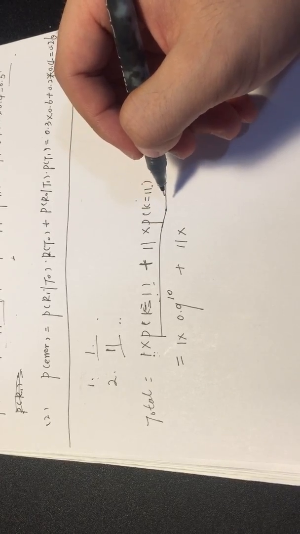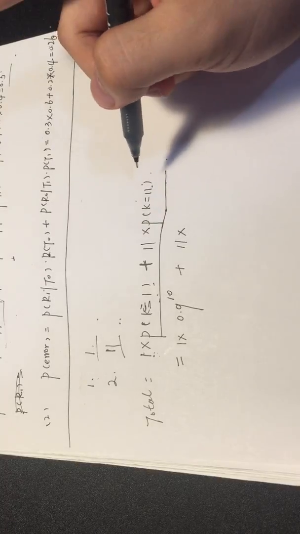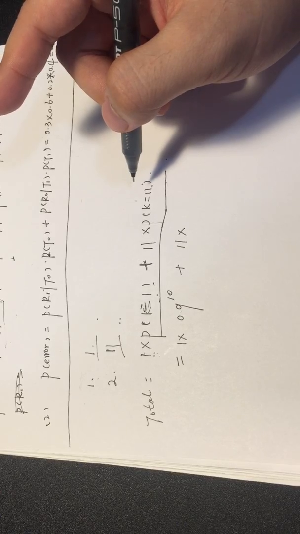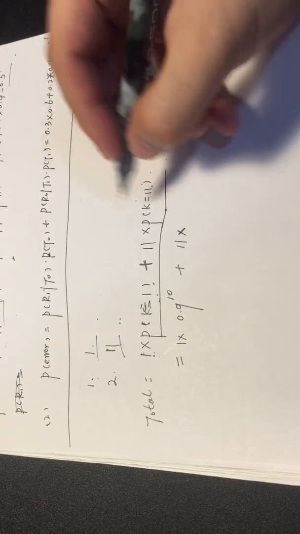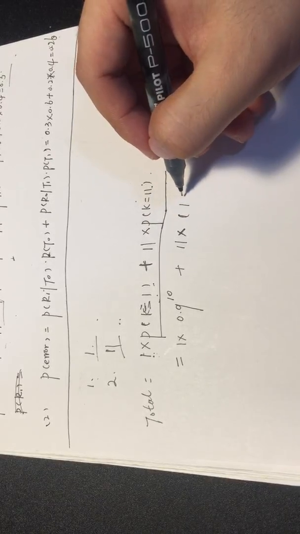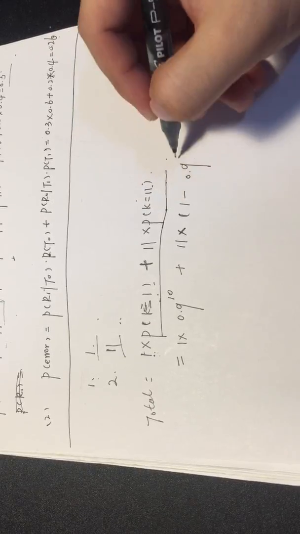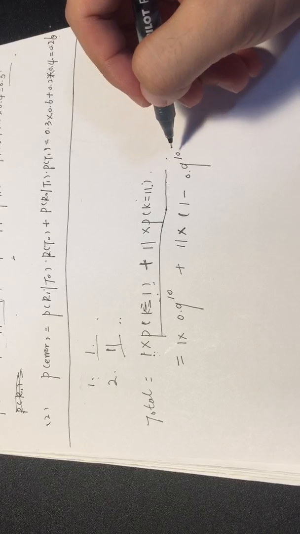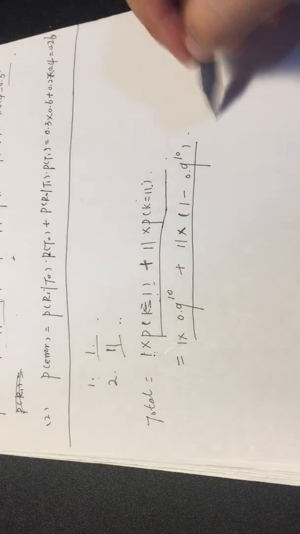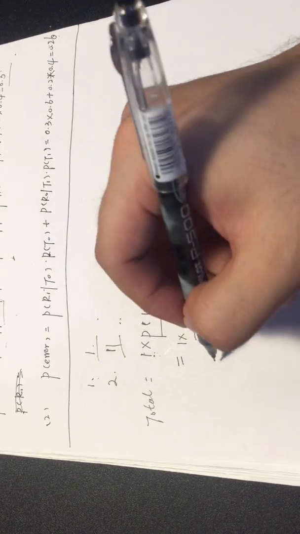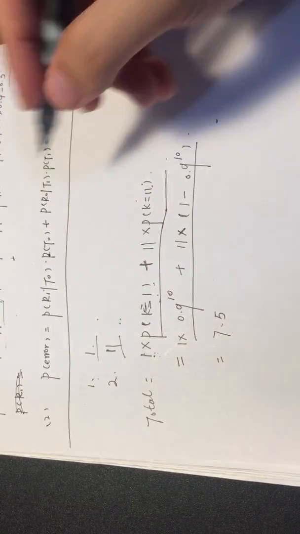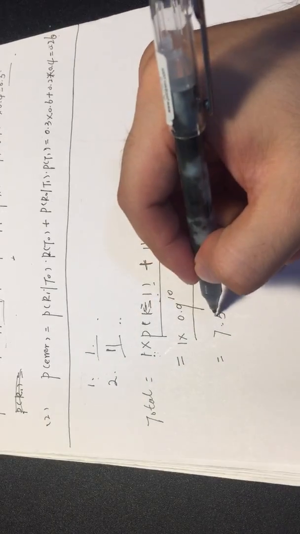The probability is that someone or all people in that group have positive results. So the probability is 1 minus the probability that all people have a negative result. So we can calculate based on this, and we can get a result of 7.5. But this is not the end.